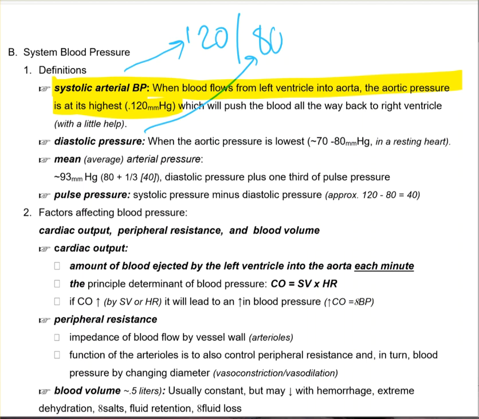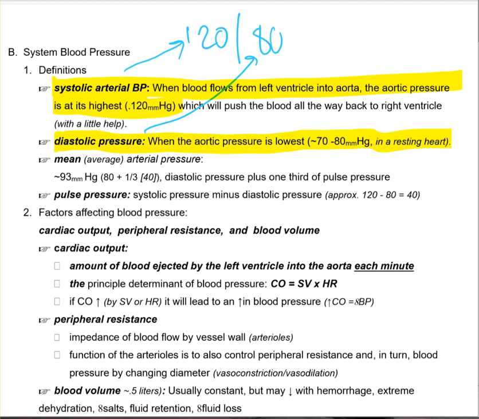Now, diastolic pressure is when the pressure is at its lowest. After the heart's contracted, the ventricles are relaxing and repolarizing. Diastolic pressure in a resting heart is around 70 to 80 millimeters of mercury.